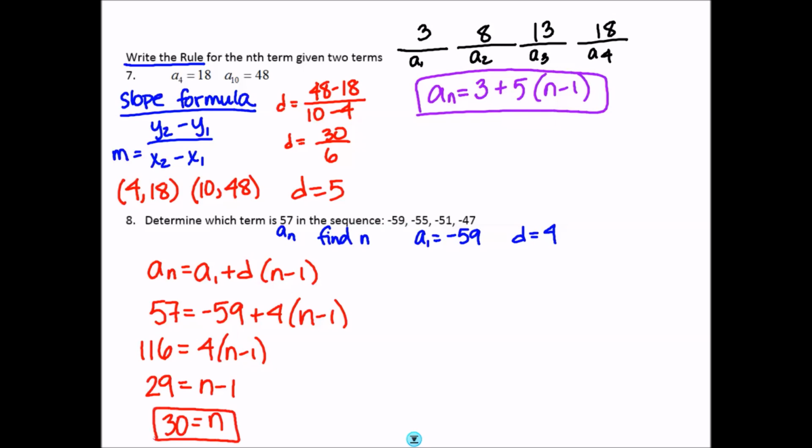You could also do this by continually adding 4 until you get to 57, but clearly that's going to take a while, so that's probably not the best method.